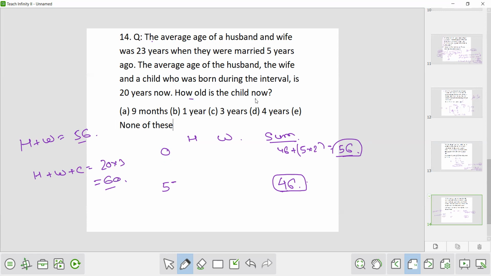So how old is the child now? Now husband plus wife, we know it's 56. So put 56 over here: 56 plus child is equal to 60 years. So the child is 4 years. So the answer is option D, that is 4 years.